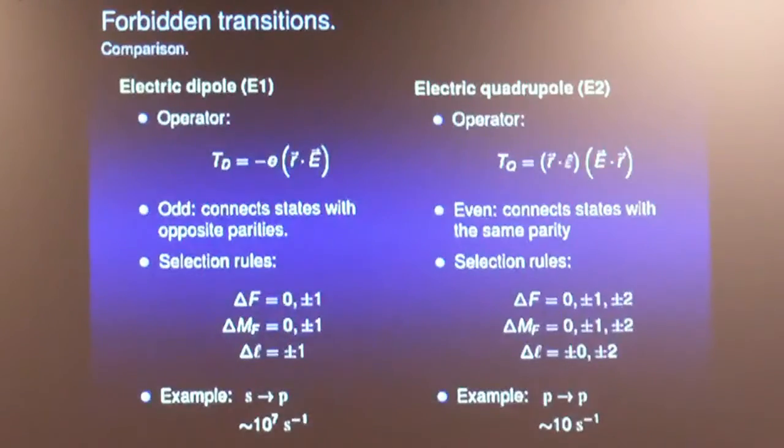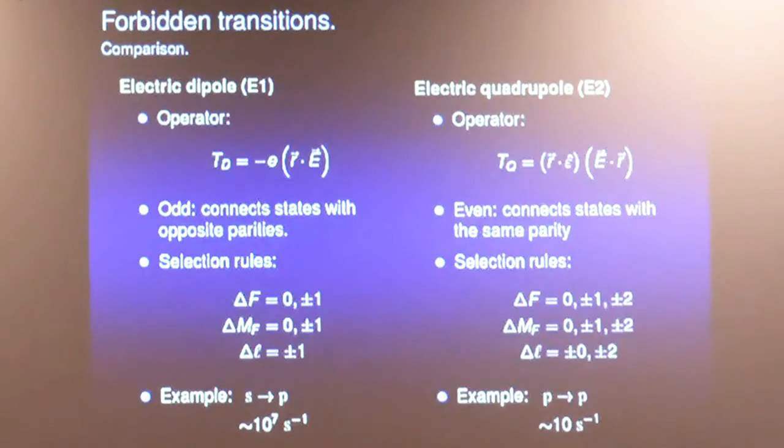Okay, now if we then compare the standard electric dipole transition, we use the standard electric dipole operator. That's an odd operator that connects states with opposite parities. And this leads to selection rules that are very well established. And the best example we have, say, is an S to P transition that is really, really fast. It occurs in about 10 to the minus 8, 10 to the minus 9 seconds, or 10 to the 7 transitions per second. Or if we compare this with an electric quadrupole transition, the operator is a quadratic operator in r.